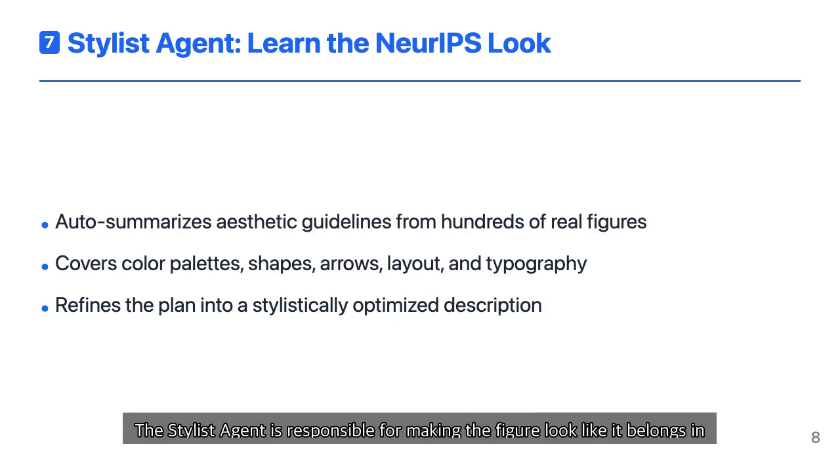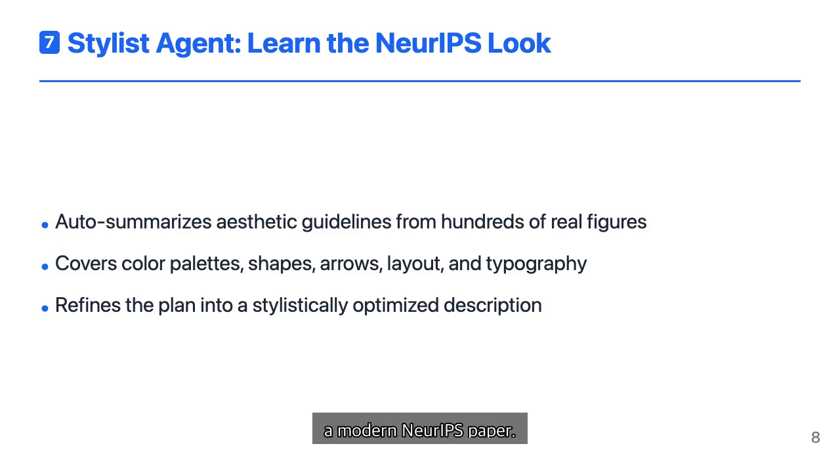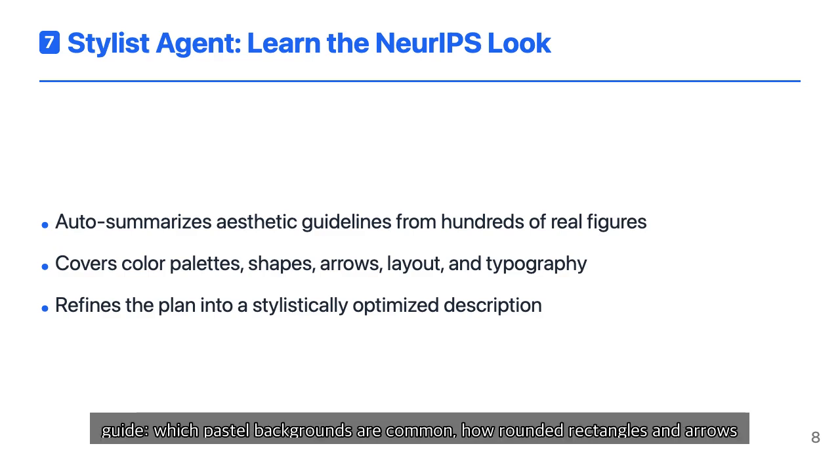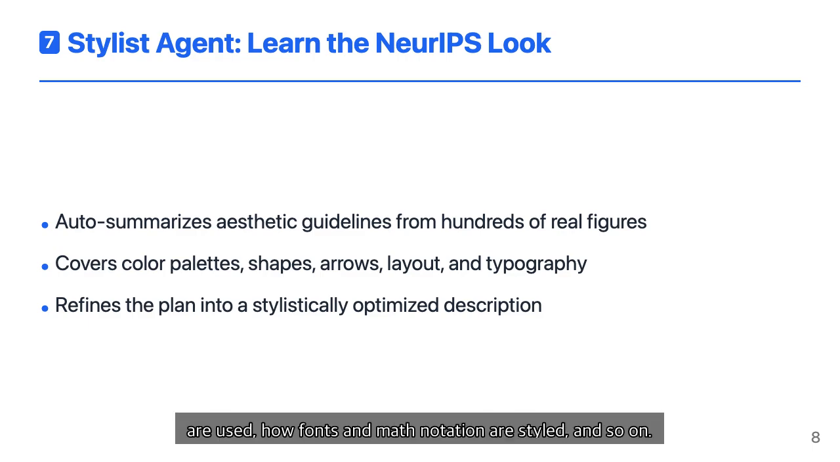The stylist agent is responsible for making the figure look like it belongs in a modern NeurIPS paper. It scans the entire reference collection and automatically summarizes a style guide: which pastel backgrounds are common, how rounded rectangles and arrows are used, how fonts and math notation are styled, and so on. Using this guide, it rewrites the planner's blueprint into a stylistically optimized description that still preserves the original content.